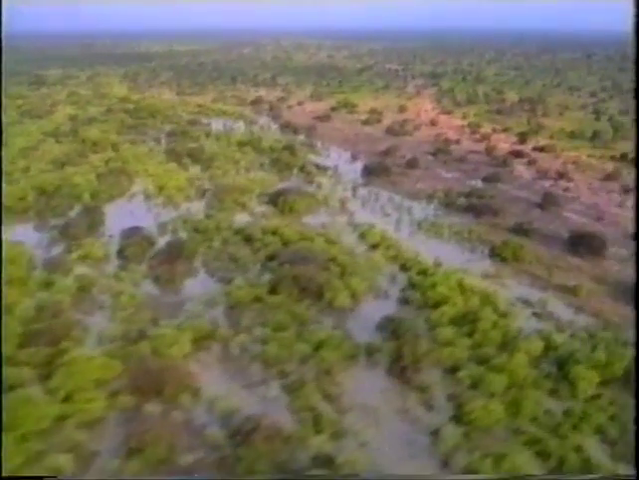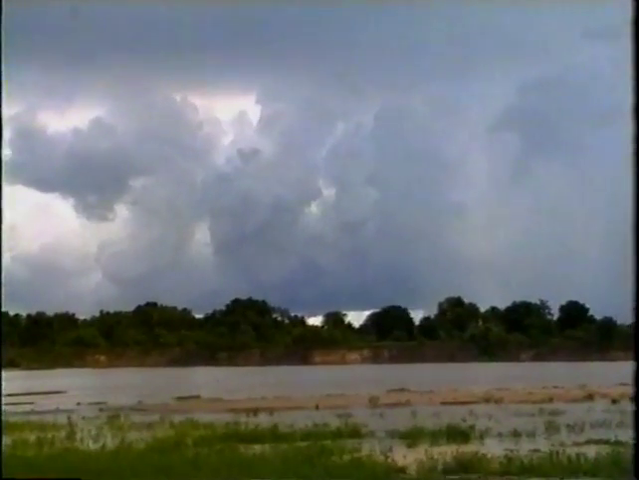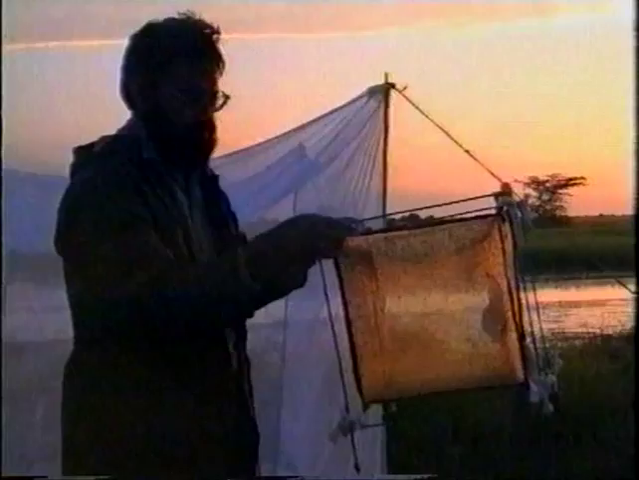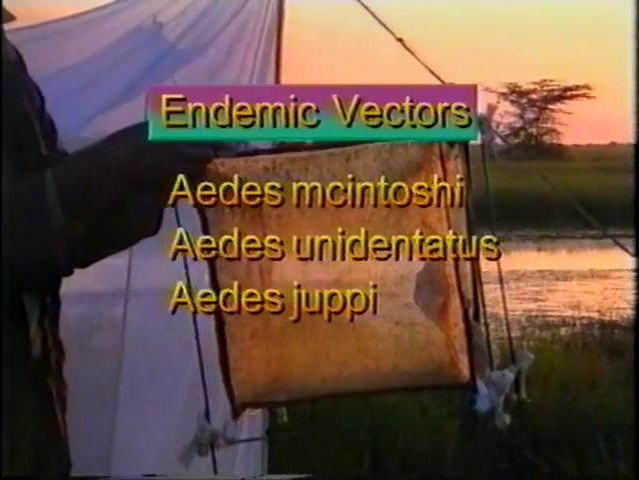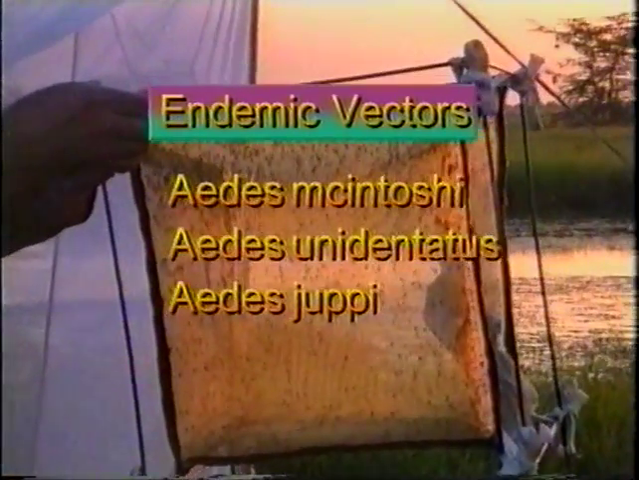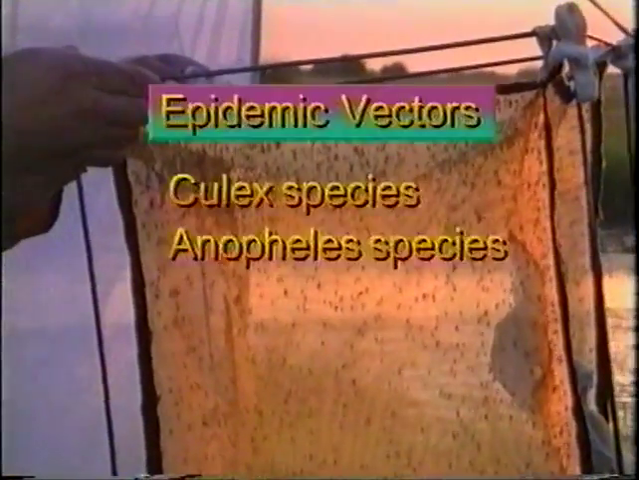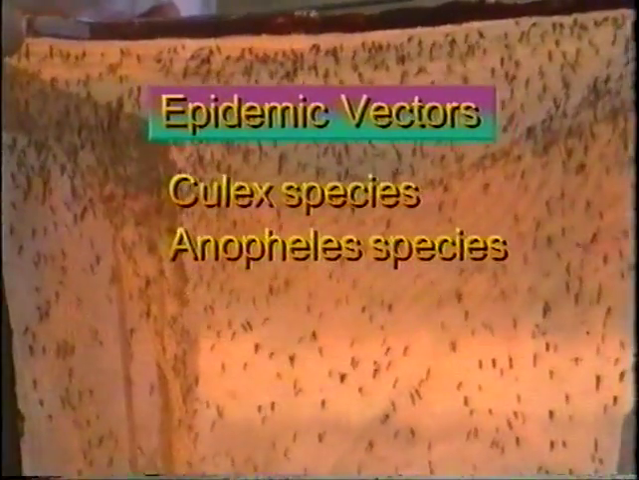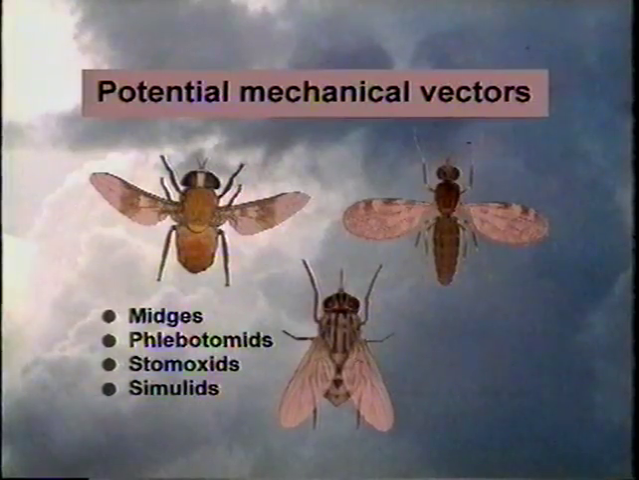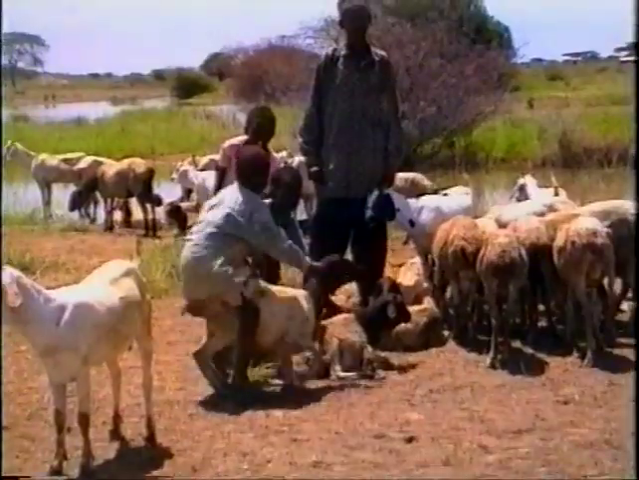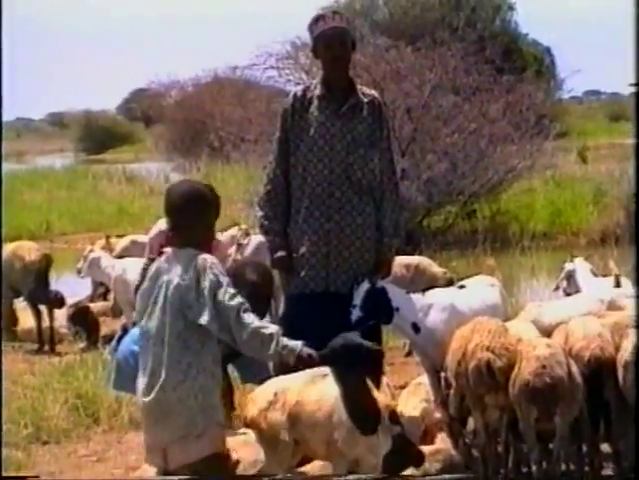The flooding of dambos or flats and the humid weather conditions prevailing in epidemics favor the breeding not only of the Aedine maintenance vectors, such as Aedes macintoshi, Aedes unidentatus, and Aedes juppi, and the non-Aedine mosquitoes, such as Culex and Anopheles species, which serve as epidemic vectors, but also of other biting insects, such as midges, phlebotomids, stomoxids, and simulids, which are all potential mechanical transmitters of Rift Valley fever virus. Contagion is not considered to be important in livestock, as opposed to the case in humans.